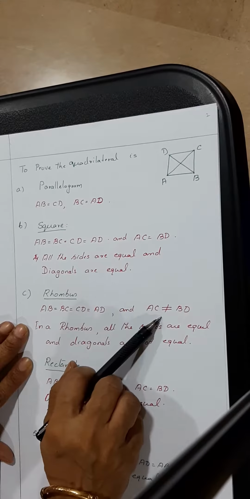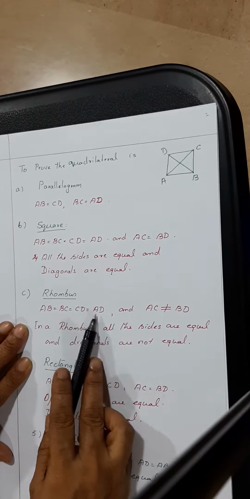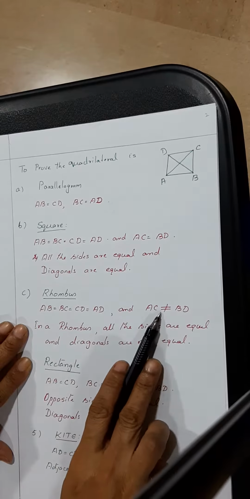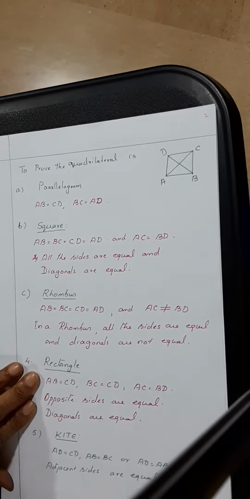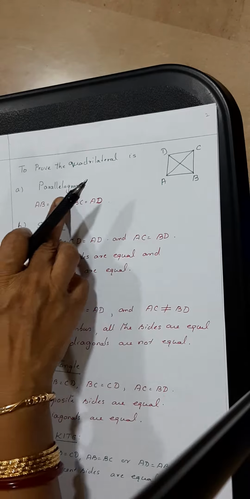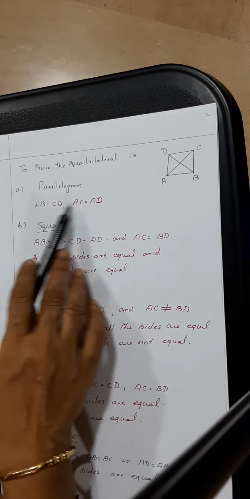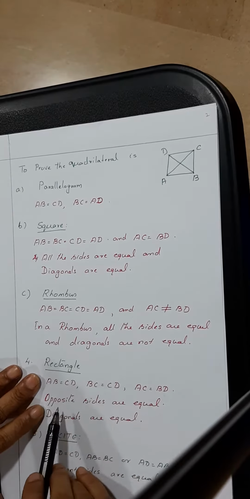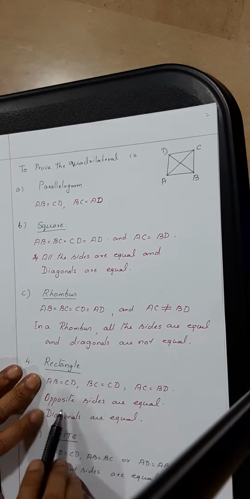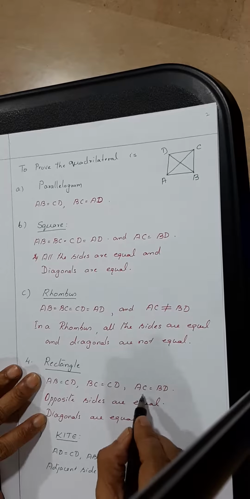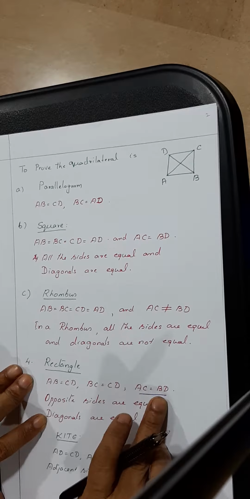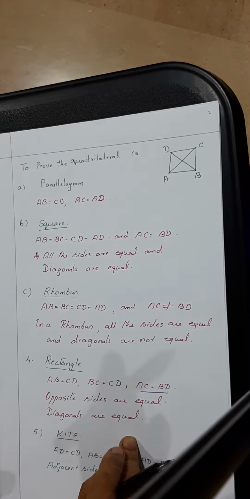If all the sides are equal and the diagonals are equal, then it is a square. If the diagonals are not equal, then it is a rhombus. Now, for rectangle, it is similar to parallelogram. Opposite sides are equal, and here diagonals are also equal in a rectangle. So, diagonals AC equal to BD also has to be proved. Then you can say it is a rectangle.